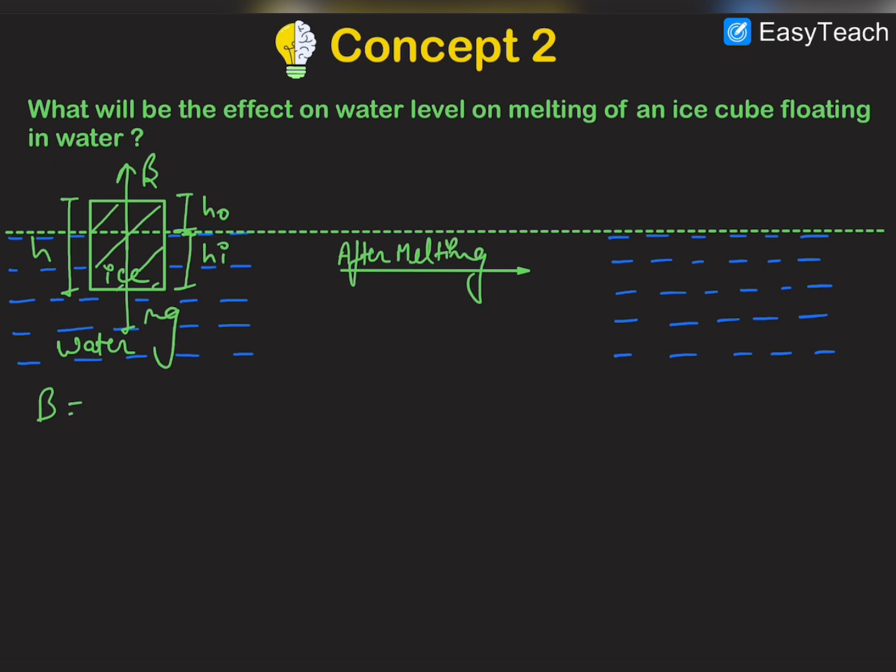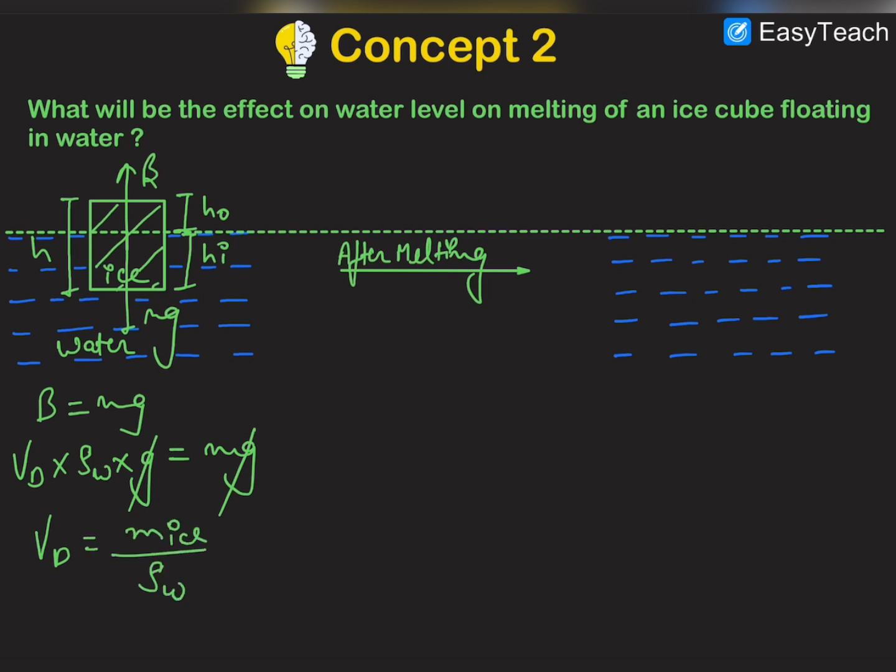So the buoyancy will be equal to volume of liquid displaced into density of water into g, and it would be equal to mg. Cancelling g with g, volume of liquid displaced will be equal to m of ice upon rho of water. So this is the volume of water displaced by the immersed ice.